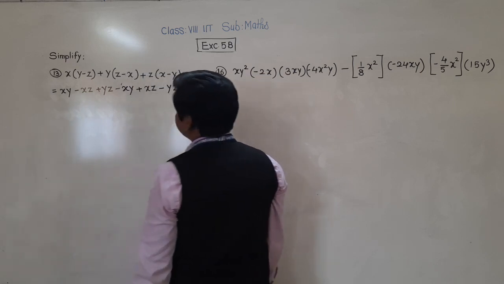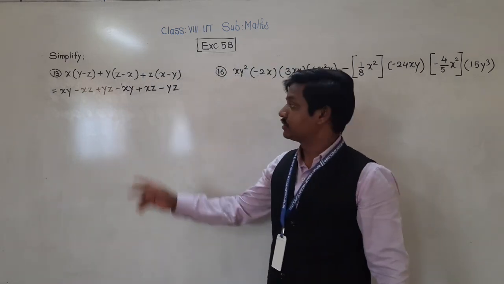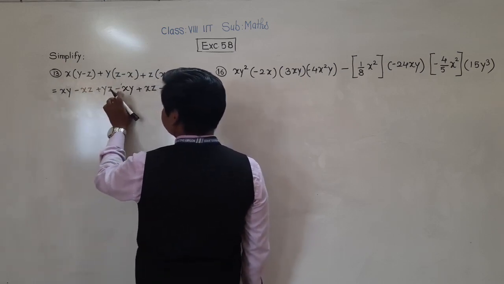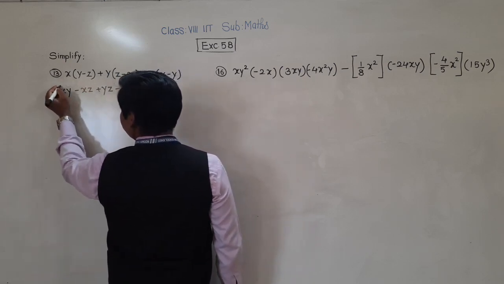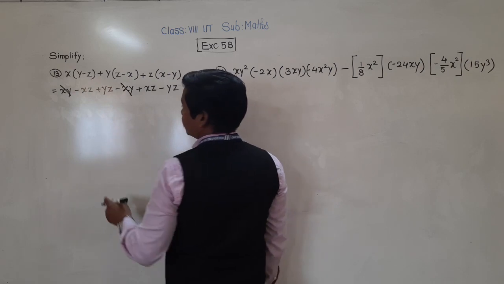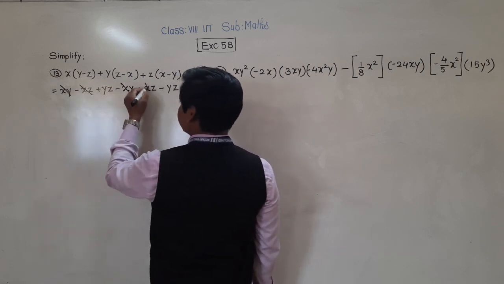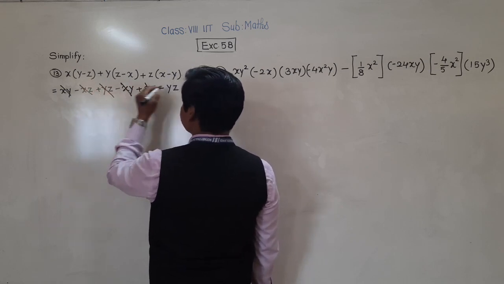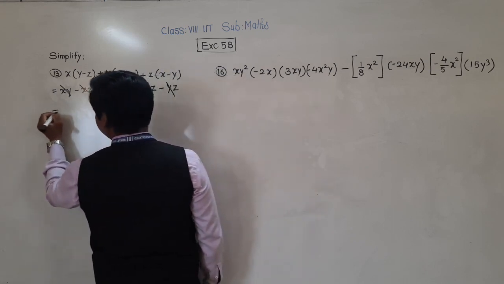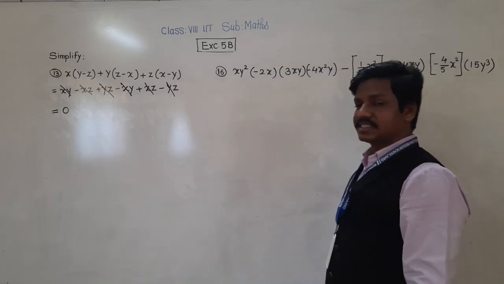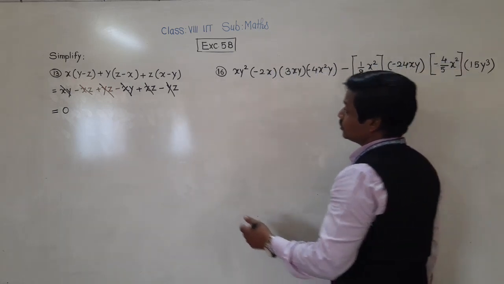Now see, there is addition and subtraction. Let us find out the like terms: xy and minus xy, plus xy and minus xy, cut. Okay, minus xz plus xz, cut, 0, plus yz minus yz, 0. So what is the answer? 0, right? It's easy. The 14th one you have to do by yourself.